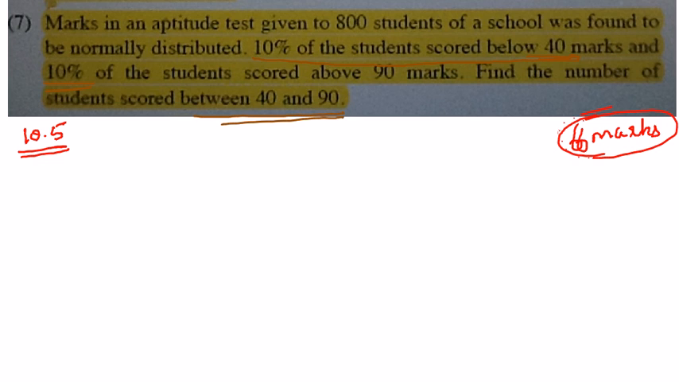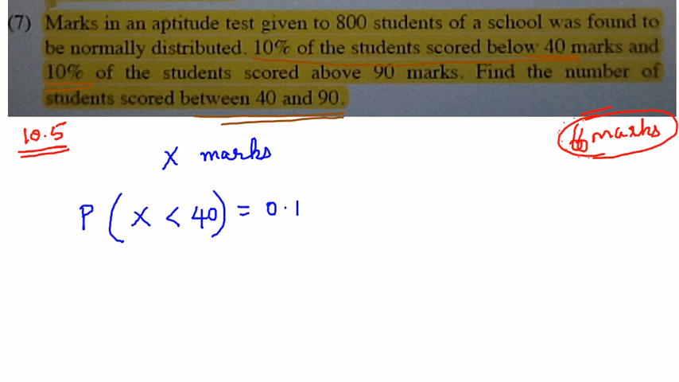Right? So if X is going to be the marks obtained by the students, you know that the probability that the marks is less than 40, the number of students who have got marks less than 40, is 10%. So I can write it as 0.1. Likewise, the probability of students who have got marks greater than 90 is also only 10%. So 10% is 0.1, right?